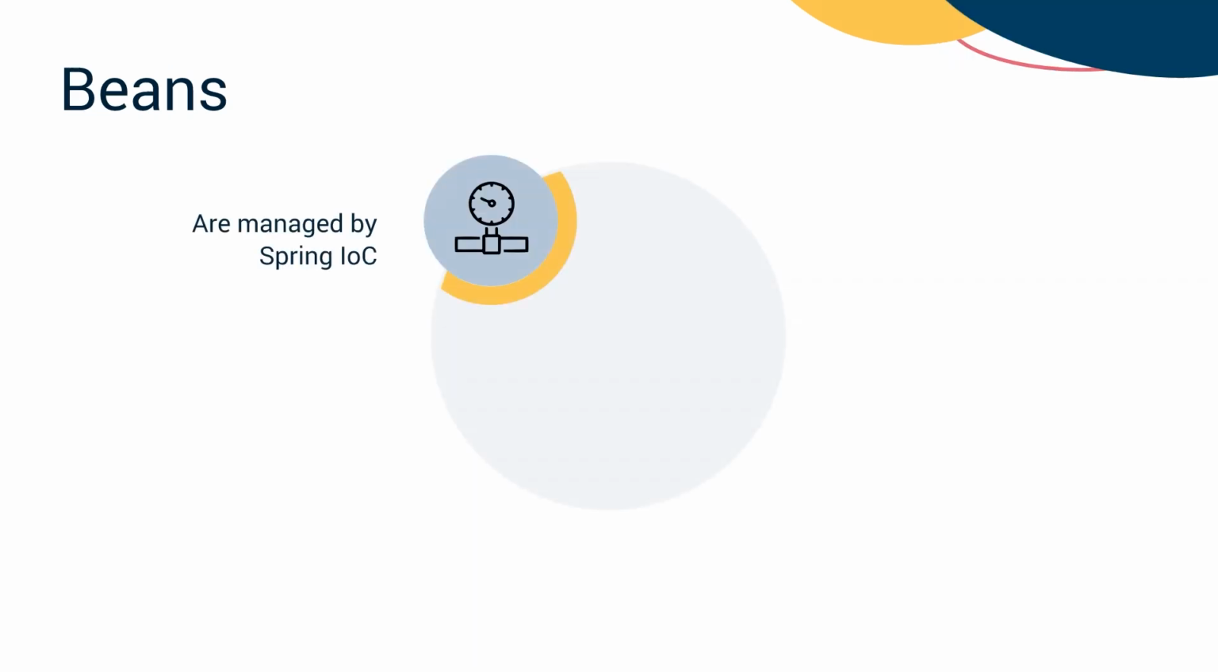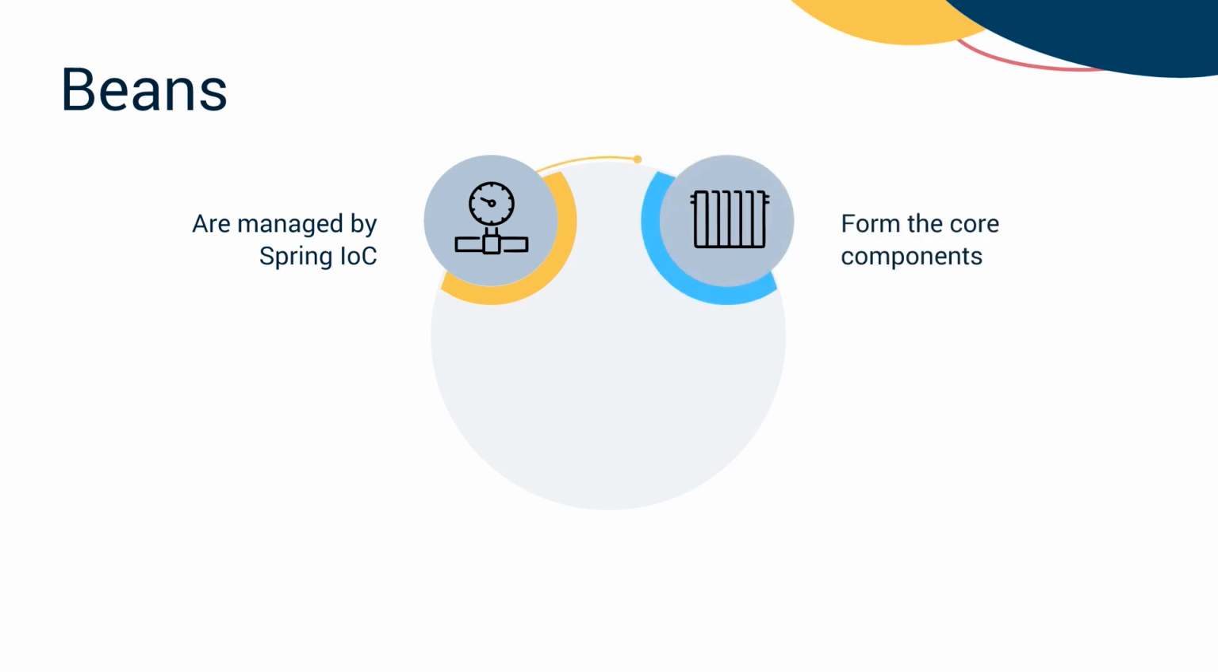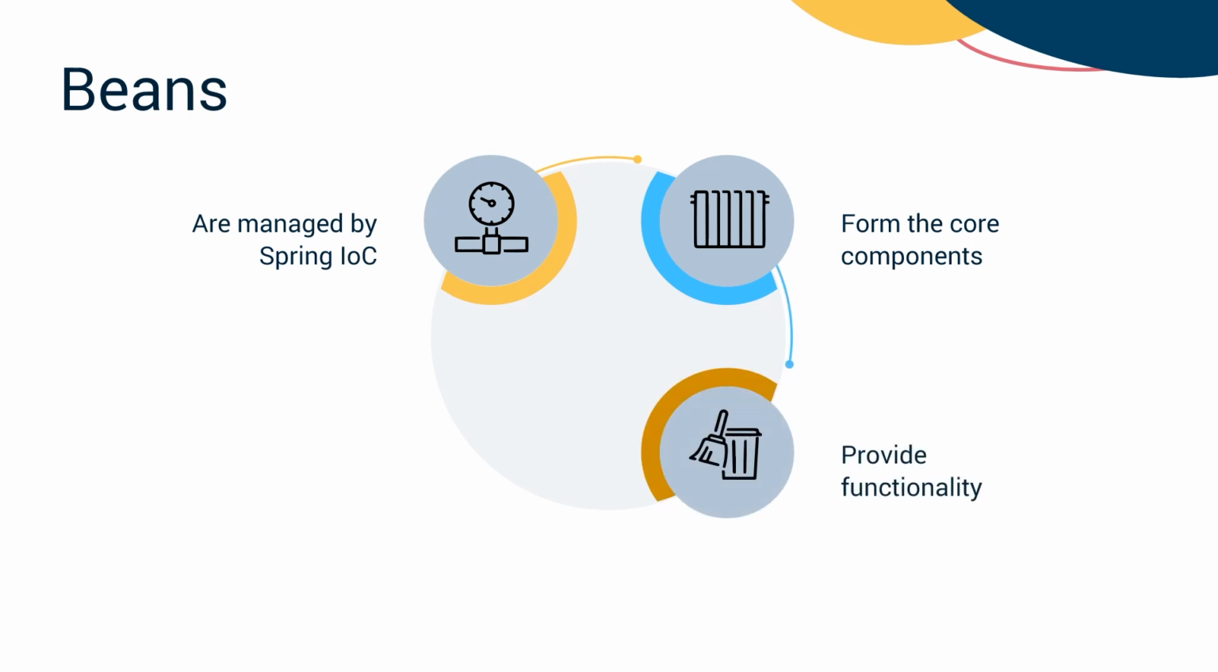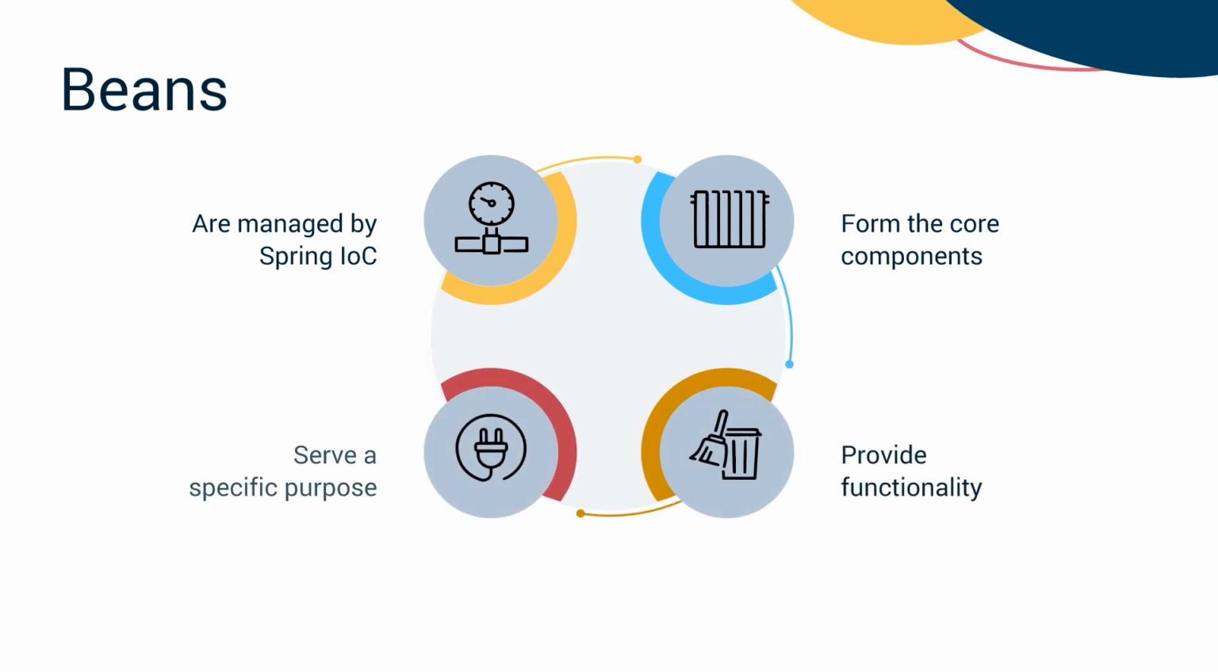Beans are objects managed by the Spring Inversion of Control, or IOC container. They are fundamental to a Spring application and form the core components that provide functionality in a Spring application. Simply put, a bean is like a piece of furniture in a house. Each item, such as a sofa or table, contributes to the house's functionality, just like a bean serves a specific purpose to the program.